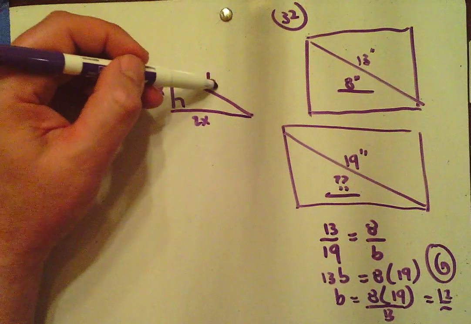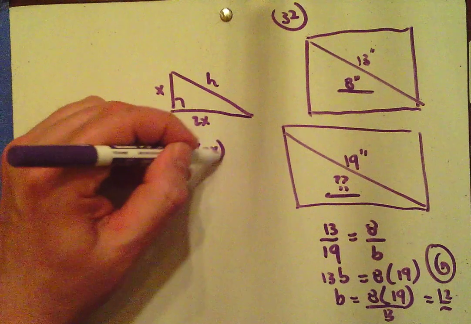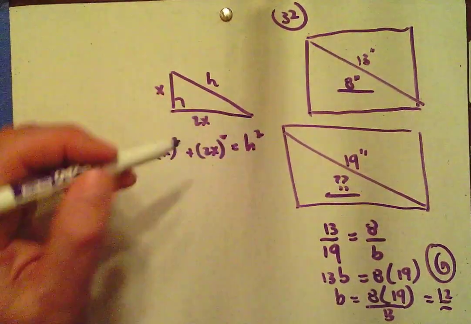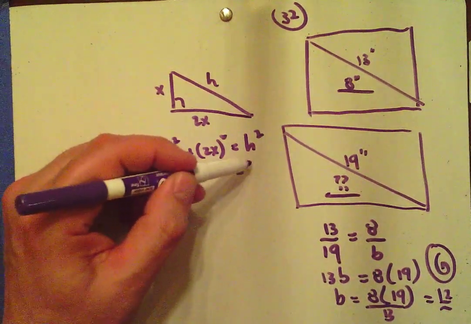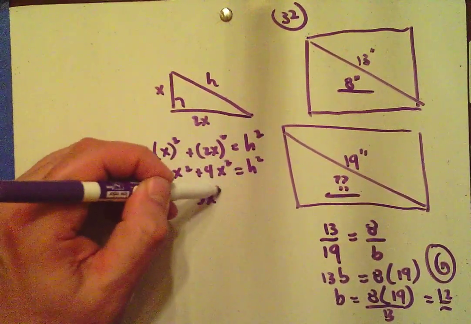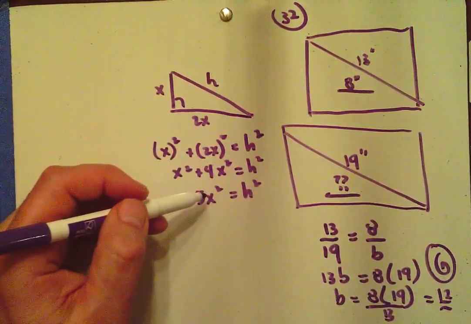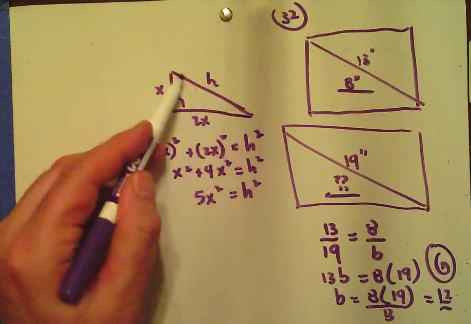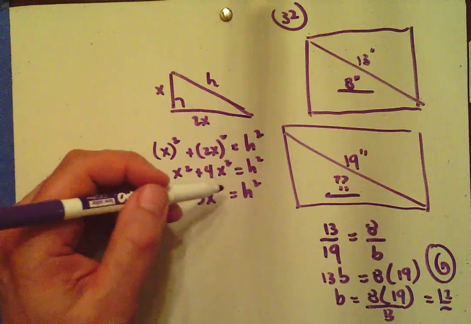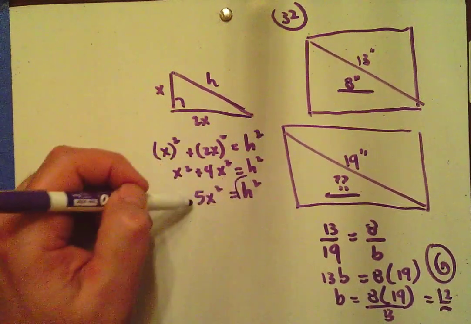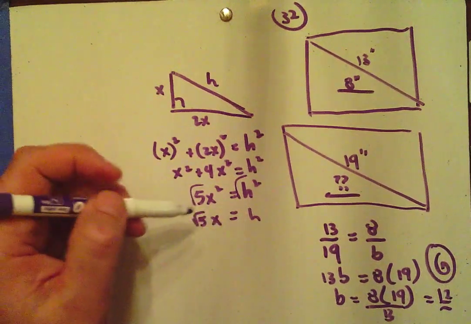So using the Pythagorean theorem, I can find this hypotenuse. A squared plus b squared equals c squared. So I get x squared plus 4x squared equals h squared. Well, 5x squared equals h squared. So I know that this is 5x squared. The square root of that, h, would be square root of 5 times x.